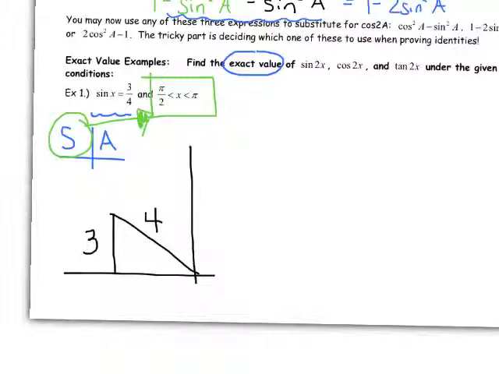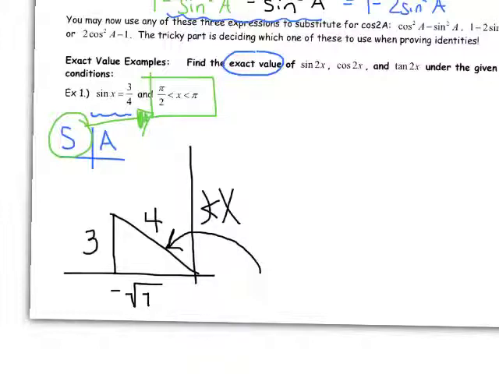I need to do Pythagorean theorem. a squared plus 9 equals 16, so that's 7, square root of 7, and I am negative. So this is my angle X. Okay?